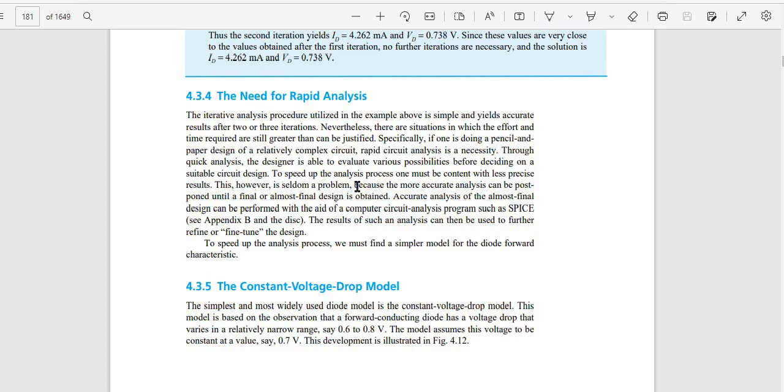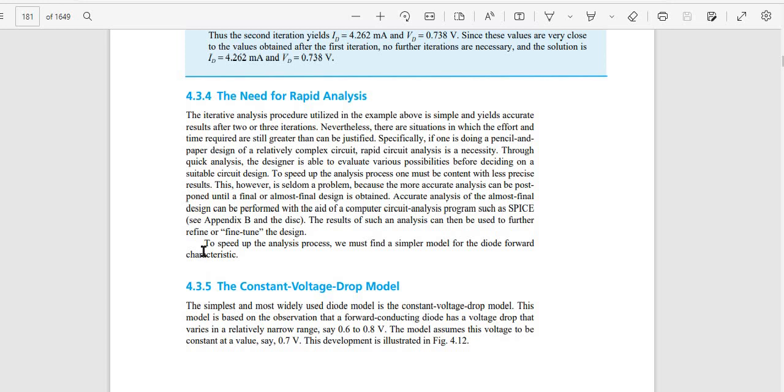To speed up the analysis process, one must be content with less precise results. This, however, is seldom a problem because the more accurate analysis can be postponed until a final or almost final design is obtained. Accurate analysis of the almost final design can be performed with the aid of computer circuit analysis programs such as SPICE, as in Appendix B and the disk. The result of such an analysis can then be used to further refine or fine tune the design.